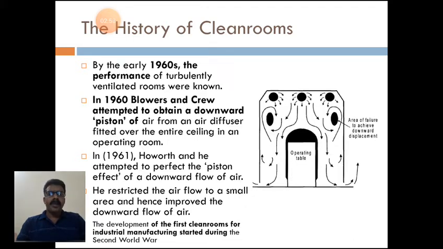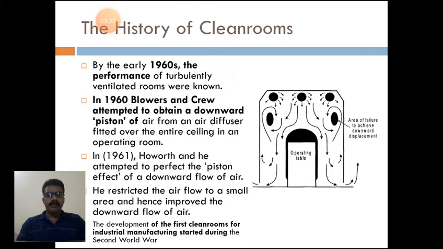By the early 1960s, the performance of turbulently ventilated rooms was known. In the 1960s, Blows and colleagues attempted to obtain a downward piston of air from an air diffuser fitted over the entire ceiling in an operating room. In 1961, Howard attempted to perfect the piston effect of the downward flow of air. He restricted the airflow to a small area and hence improved the downward flow of air.